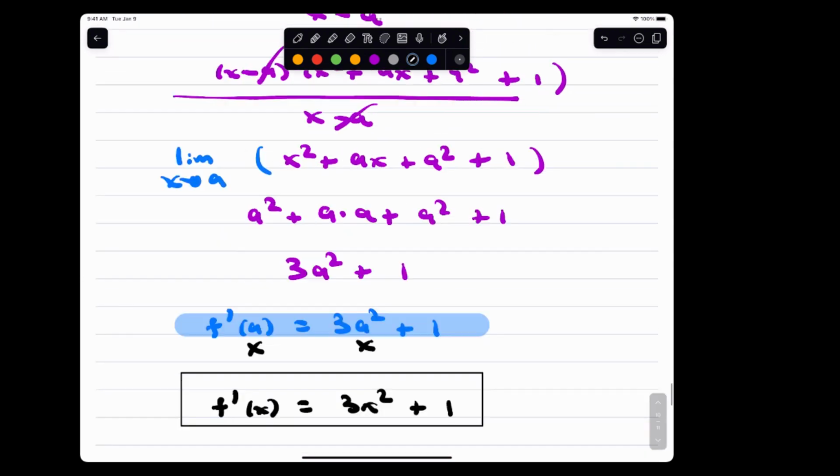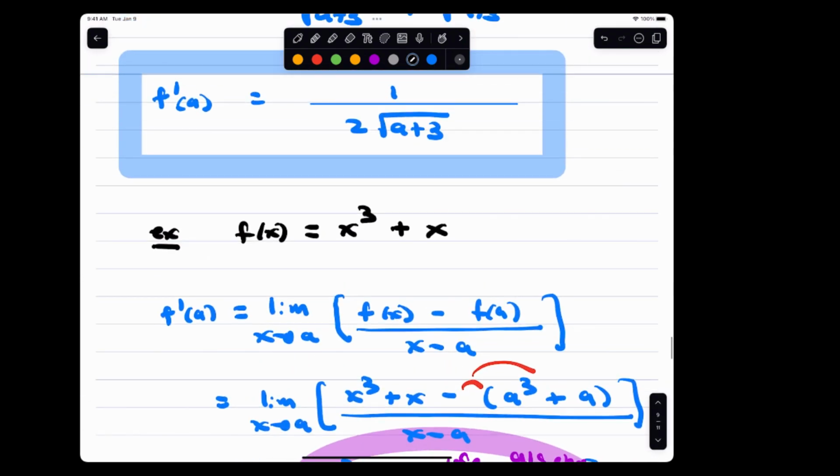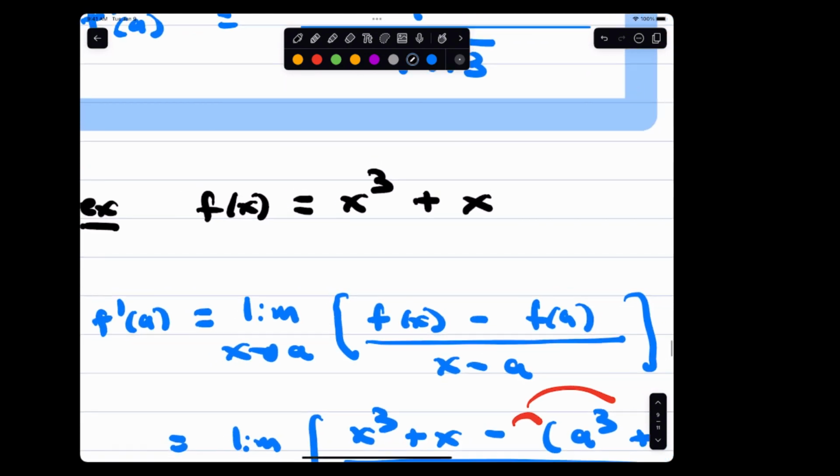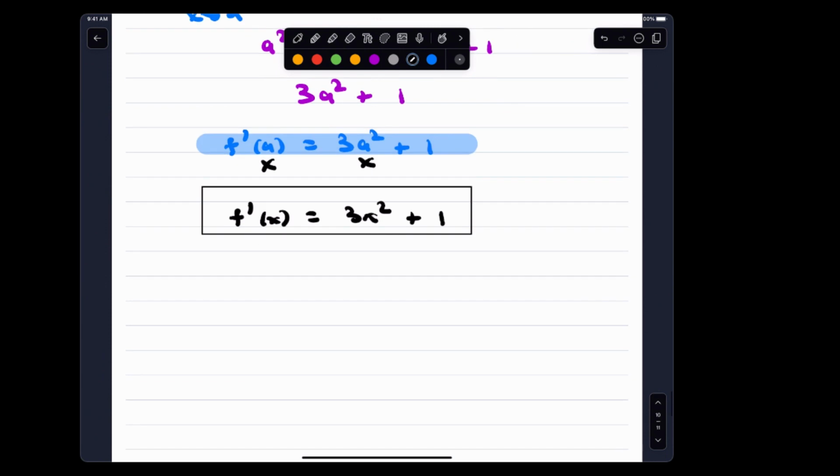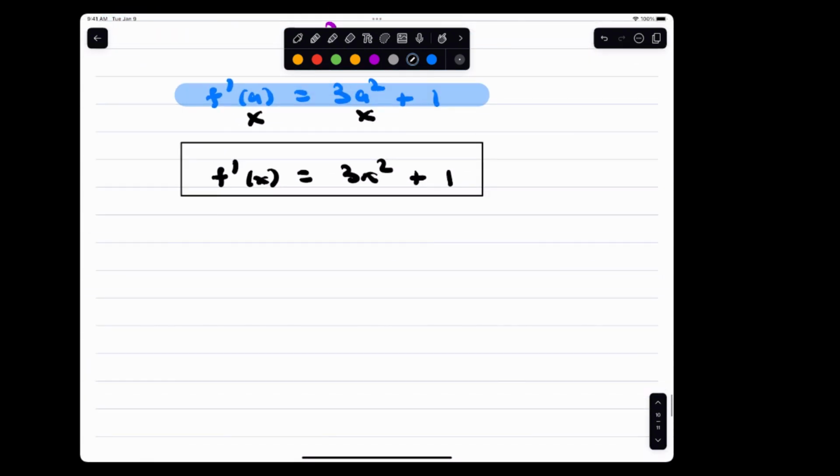So your original function f is x cubed plus x. But its derivative now is going to be what? It is 3x squared plus 1.